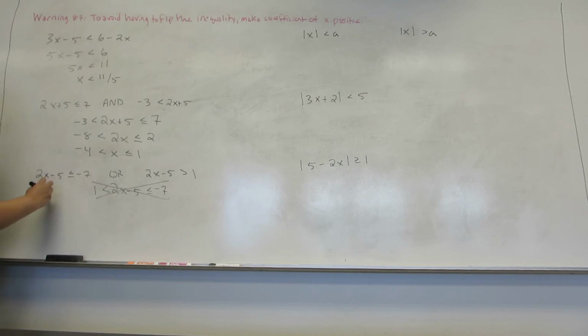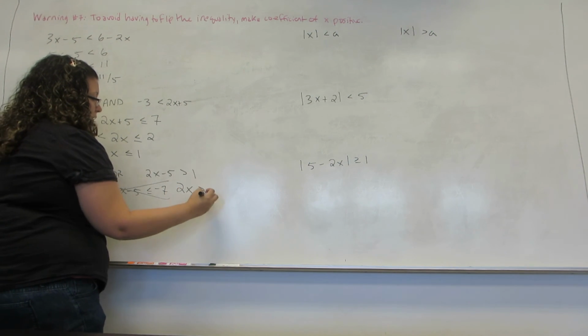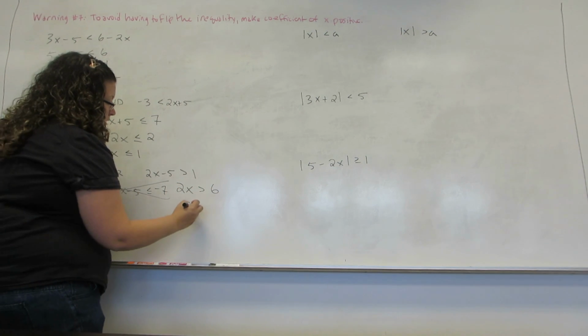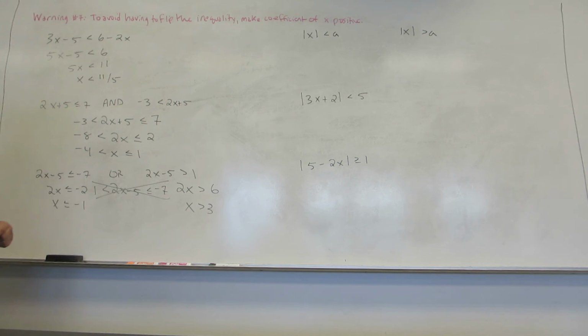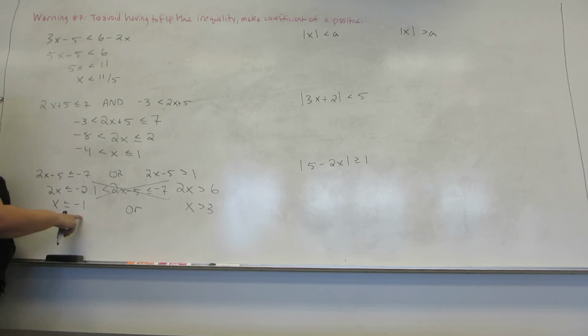So I add 5 to both sides, and I divide by 2. I'm going to do the same steps over here. I'm going to add 5 to both sides, and divide by 3. And my answer is x is less than or equal to negative 1, or x is greater than 3.